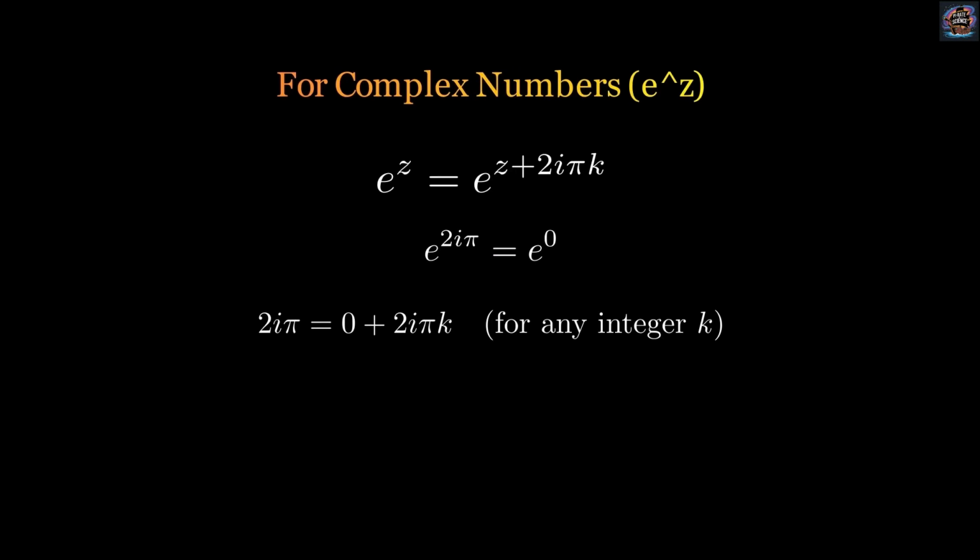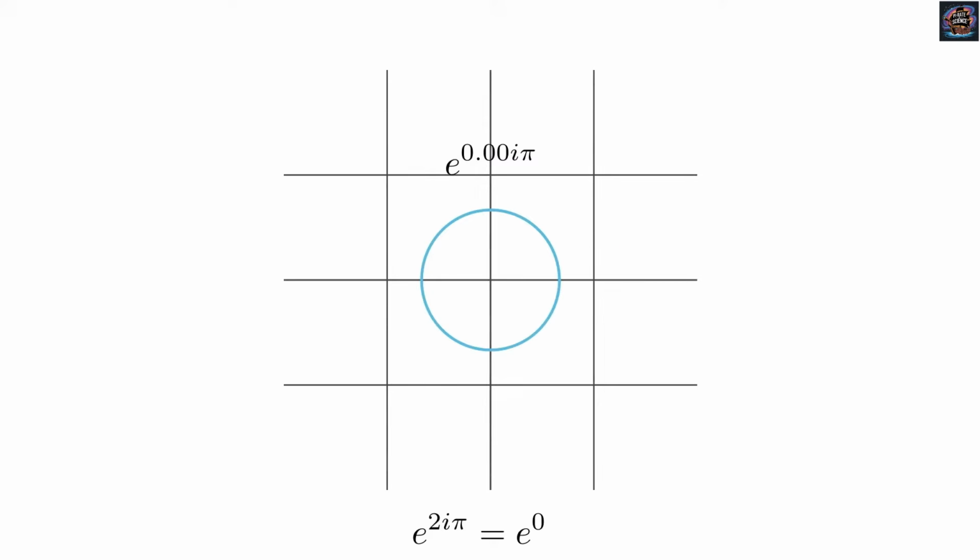If we take k equal to 1, then 2 iota pi equals 2 iota pi. This statement is absolutely correct, and it also confirms that e to the power of 2 iota pi equals e to the power of 0 equals 1. But saying that 2 iota pi equals 0 is wrong, because actually this statement is ignoring periodicity. Actually, e to the power of 2 iota pi and e to the power of 0 are the same, because e to the power of 0 and e to the power of 2 iota pi have the same value. This repeats the same values in the complex plane.